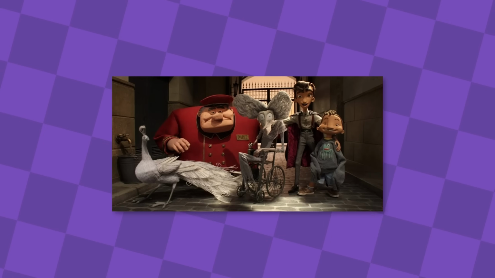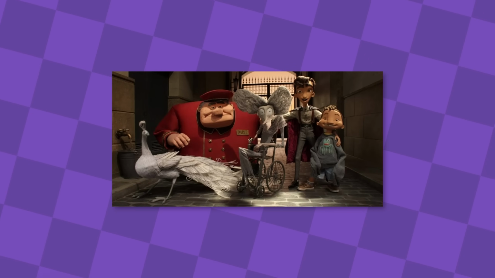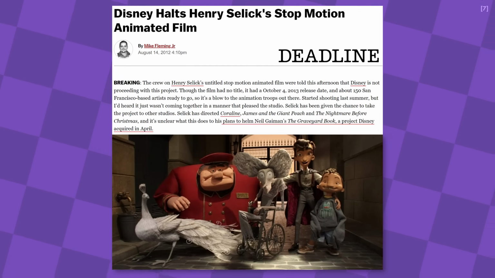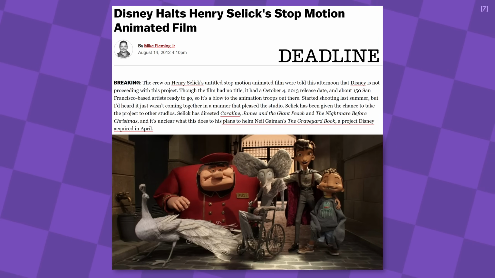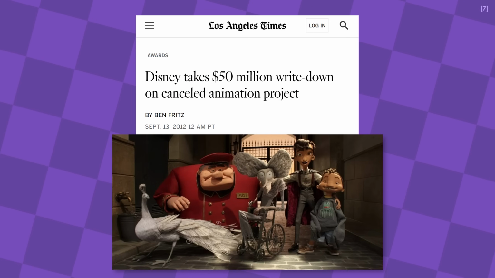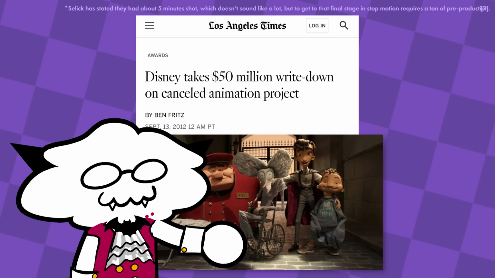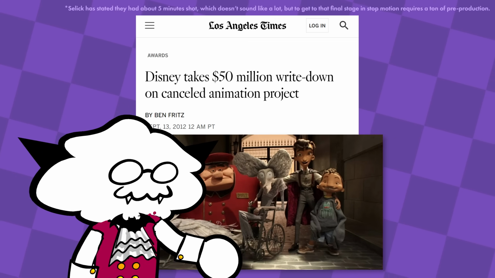The short of it is that The Shadow King was going to be Selick's next film after Coraline, but Disney canceled it in 2012, and it was really deep into production when it got canceled. Disney spent $50 million on it, and it had a lot of near-final stop-motion animation done. It's extremely rare for a project to get canceled that late into production.